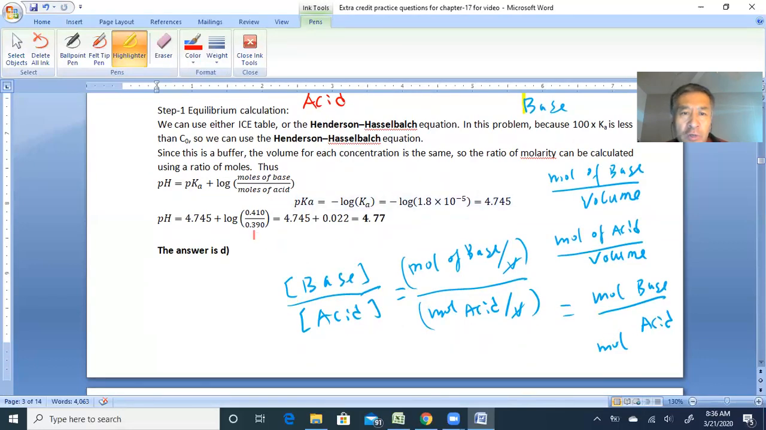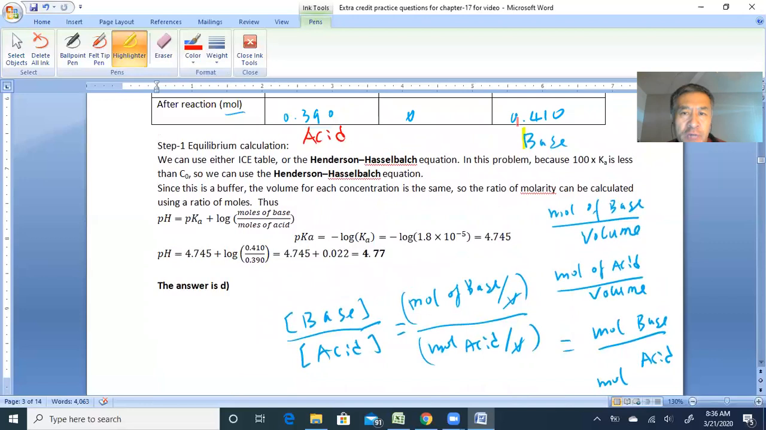Right, so therefore that will simplify a couple of steps of calculation. So when we use Henderson-Hasselbalch, we don't have to find out the molarities of those base and acid. We can simply use the moles of the base and acid. And from this table, we find out our mole of base is 0.410, mole of acid is 0.390. So therefore, we put into this equation, we get the pH 4.77. So therefore, the answer is D.